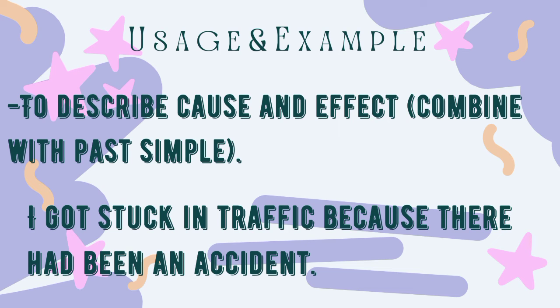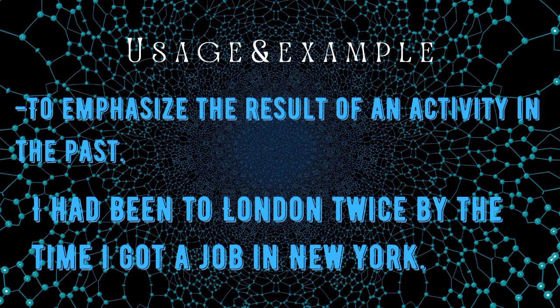Then we use past perfect to describe cause and effect, combined with past simple. For example, I got stuck in traffic because there had been an accident. Last but not least, to emphasize the result of an activity in the past. For example, I had been to London twice by the time I got a job in New York.